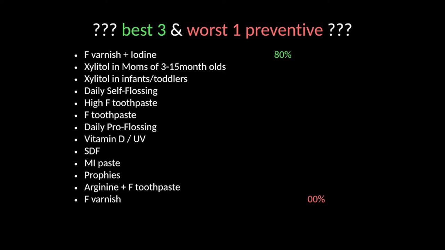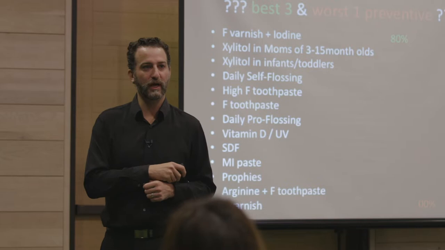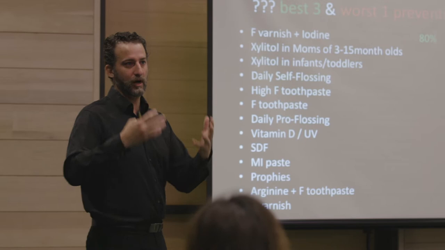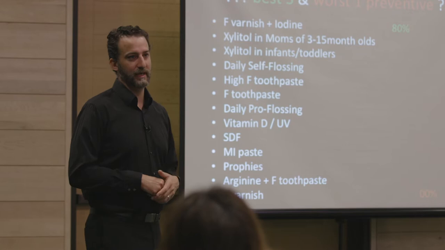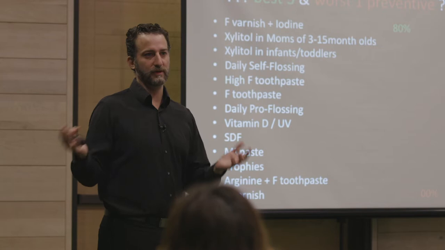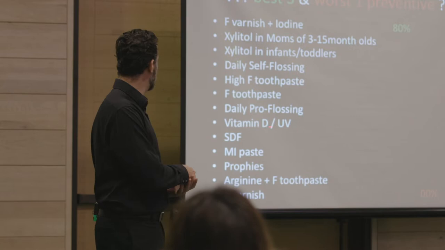Fluoride varnish with povidone iodine placed beforehand. Xylitol in moms of infants. So the mom is chewing the gum, and we're preventing cavities in the child. Xylitol in the infants or toddlers themselves. Daily self-flossing by children. High-strength fluoride toothpaste, 5,000 parts per million fluoride toothpaste, for example. Normal over-the-counter fluoride toothpaste, 1,100 parts per million. Daily professional flossing, like by a hygienist.